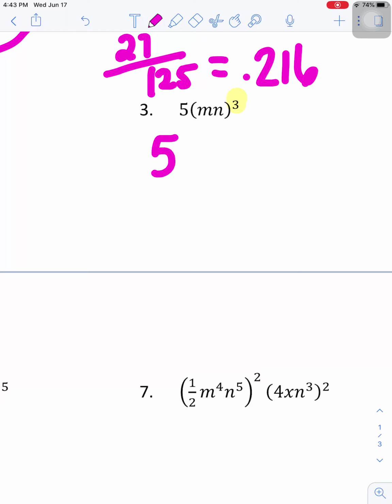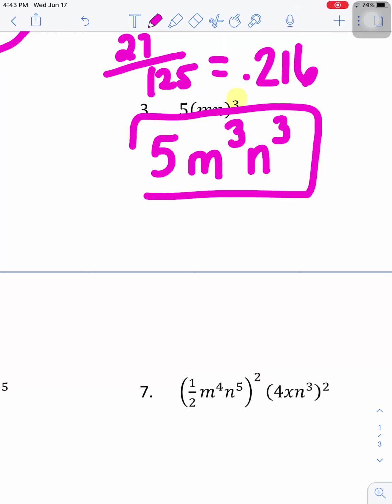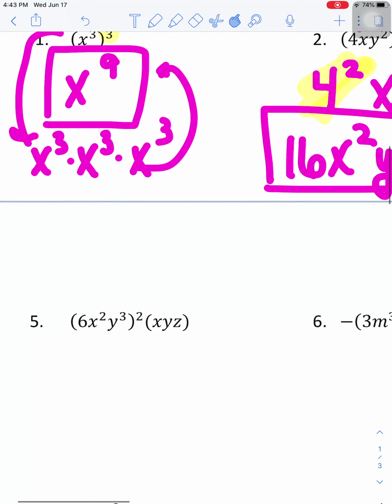So in this case, the 5 would just come down, but you would raise both the m and the n to the 3rd power because they are in the parentheses. So you would have 5 m to the 3rd and n to the 3rd. So sort of a little trick question, just to get you recognizing that the placement of those parentheses actually makes a pretty big difference on what your answer is going to be.